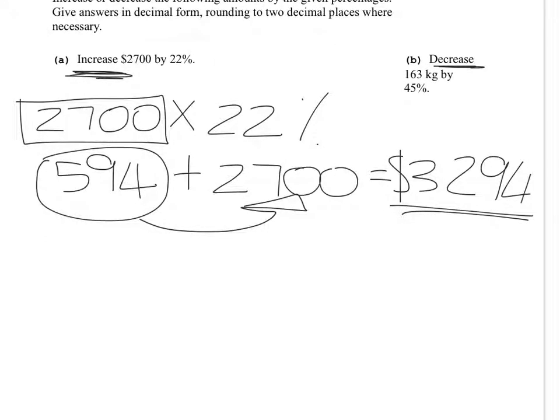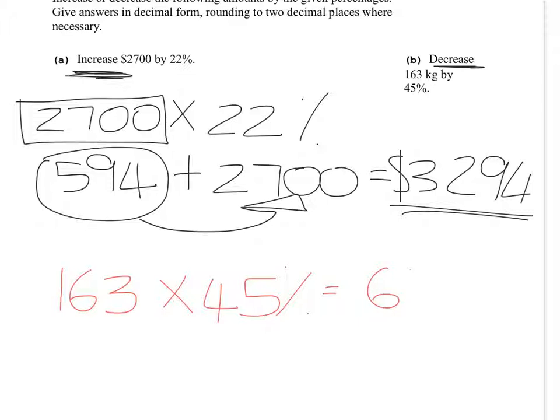Let's move up a little bit. Okay, so decrease. Now you start off in exactly the same way. So you say 163 times, because you're saying "of" 45%. So let's put that into my calculator. 163 times 45%, and I get 61.2. Well, it's not dollars, what is it? Kilos. So that means that 61.2 is 45% of 163 kilograms. What do I have to do to it? Well, it has to be decreased.